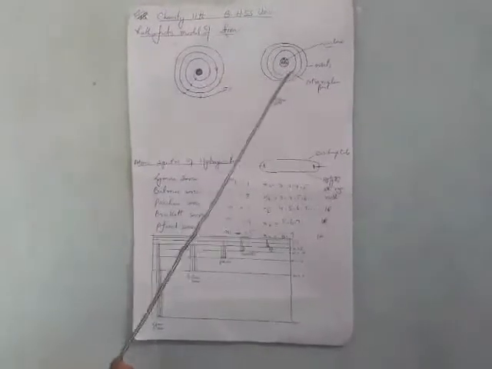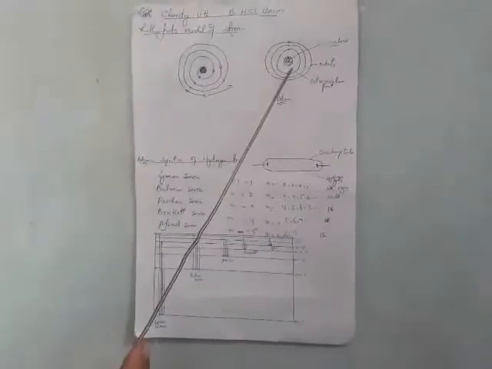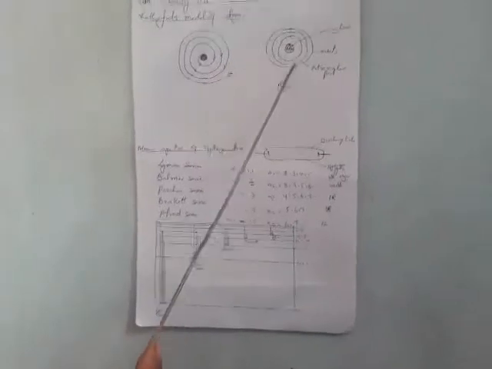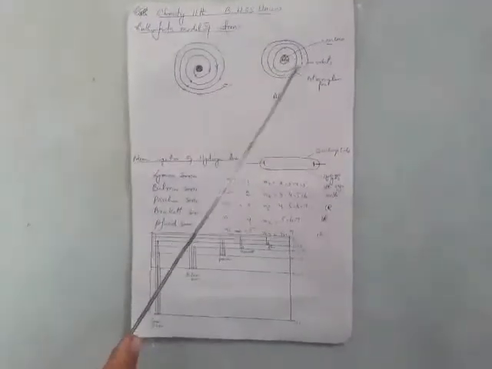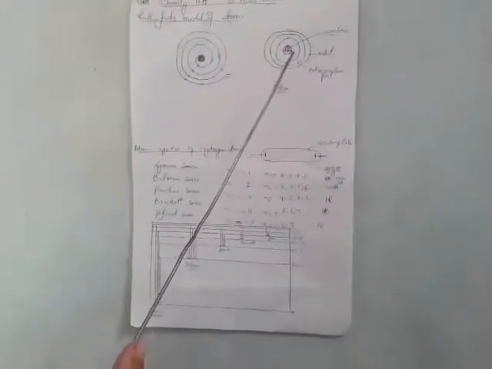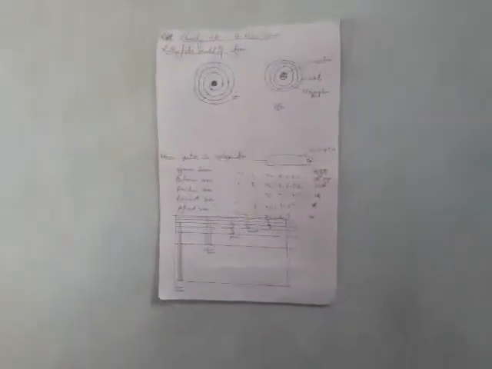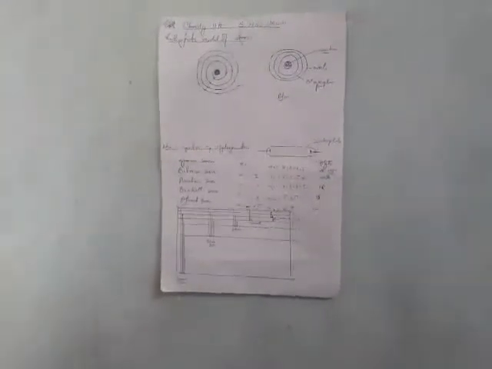Now, the radius of the nucleus has been found to be of the order of 10 to the minus 15 meters, while the radius of the atom has been calculated as 10 to the minus 10 meters. So this clearly shows that the size of the nucleus is very small as compared to the size of the atom.